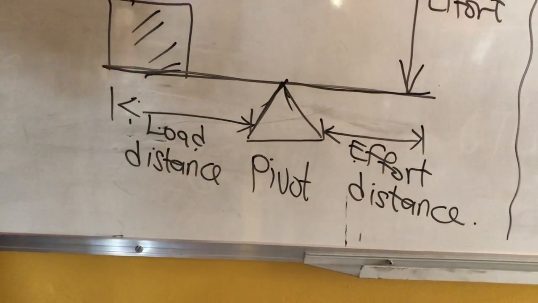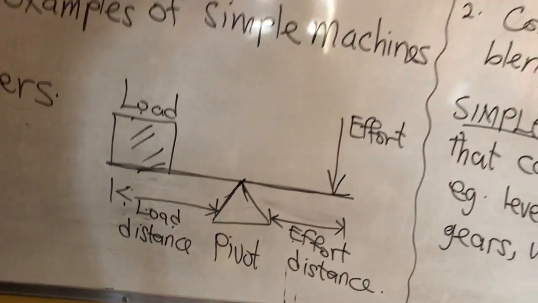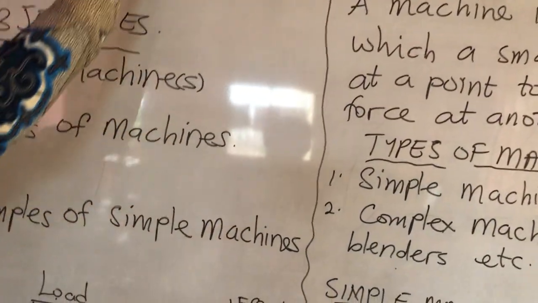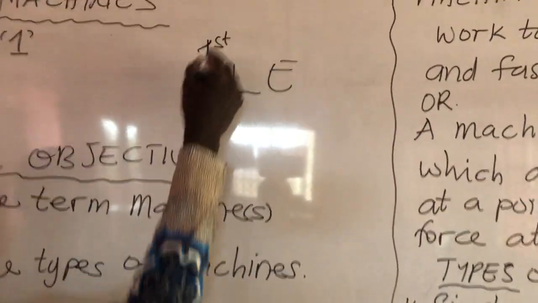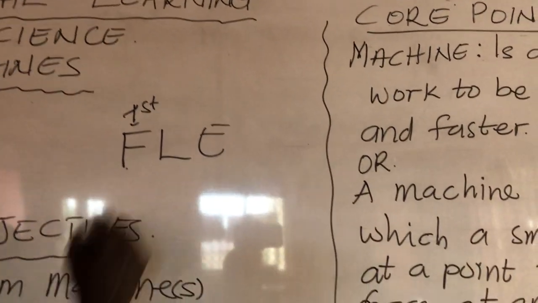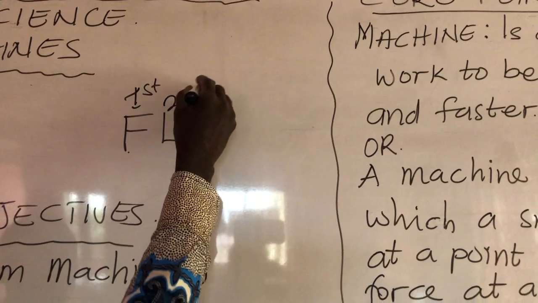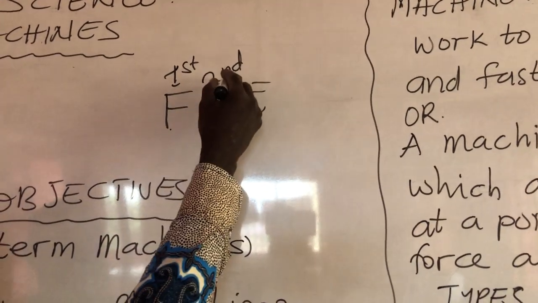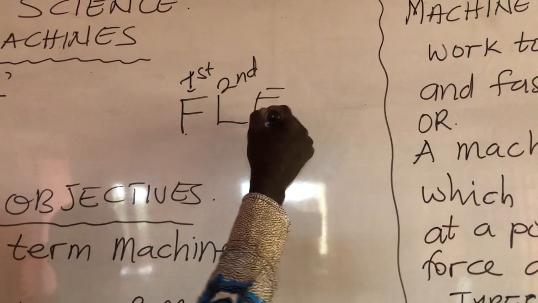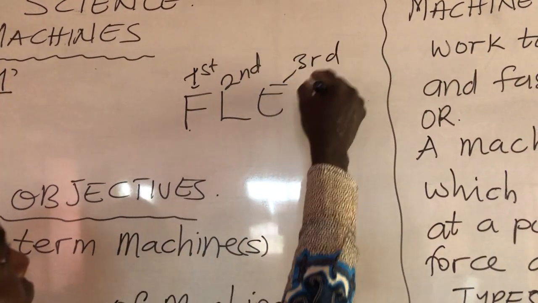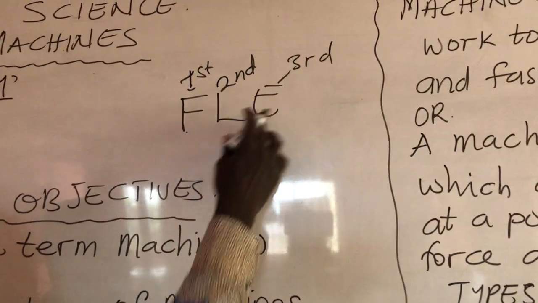The classes of lever have a simple acronym, which is FLEE. FLEE means that the first one, F, the fulcrum, is a first class lever. The second letter, L, stands for the load, and that is a second class lever. And the third letter, E, represents the third class lever, and that is the effort.